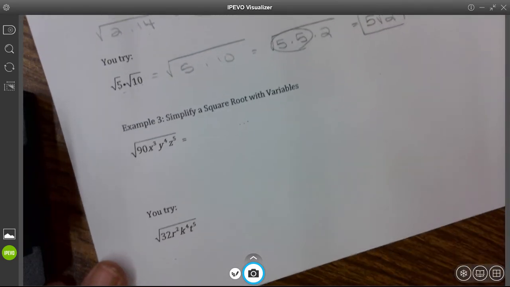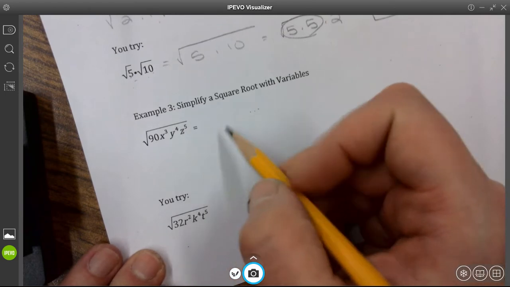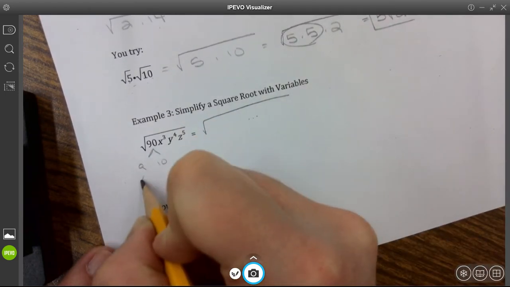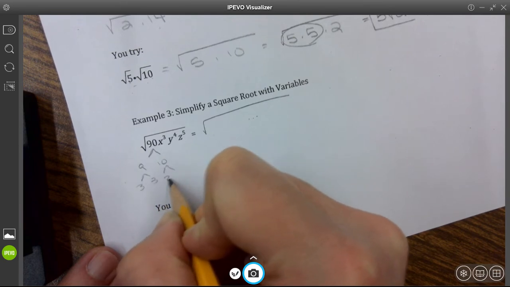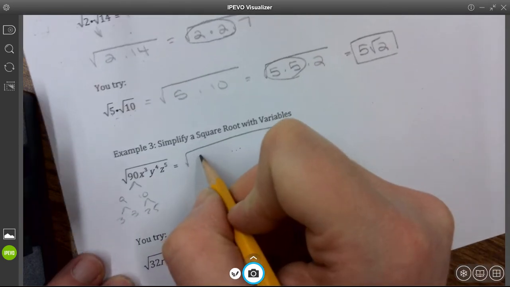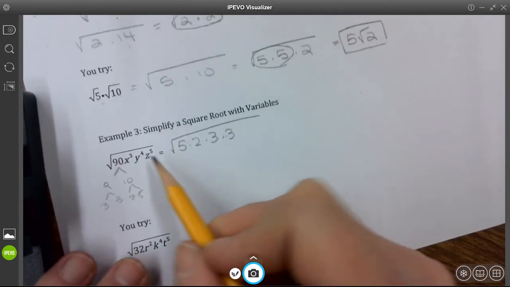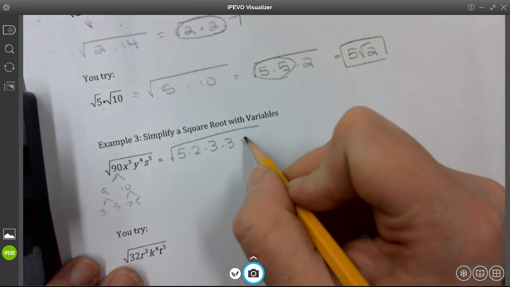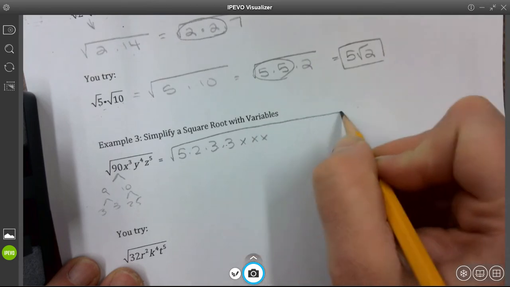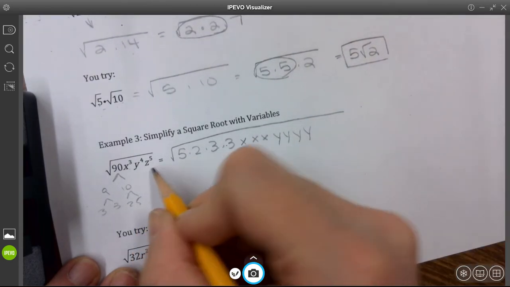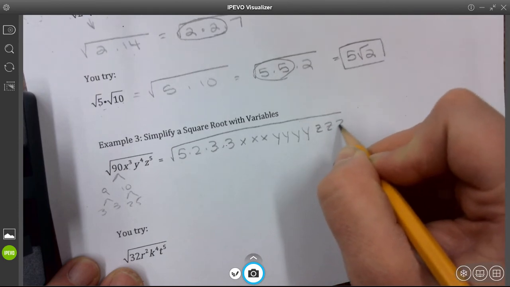Example 3, what if we have letters? Same thing. We know 90 is 9 and 10. 9 is 3 and 3, and 10 is 2 and 5. So we can say 5, 2, 3, and a 3. How many X's are here? 3. How many Y's are here? 4 Y's. How many Z's are here? 5.